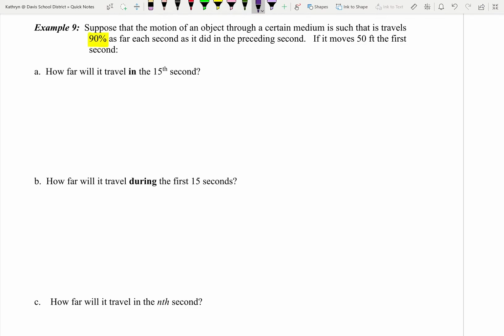Percentage means that it's what? Tell me. Arithmetic or geometric? It's geometric. Immediately I know it's geometric. The first second it travels 50 feet. The second, listen to what it says: 90% as far as the previous second. So think about it in terms of the gun. Is it going to start speeding up? No, that's silly. It's slowing down, right? If it's slowing down, I know that it's converging. Just keep that in mind.